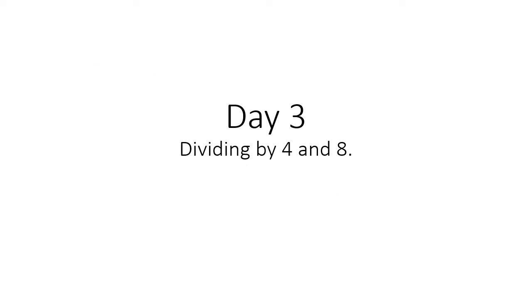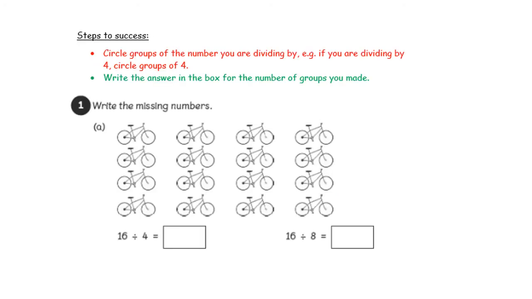Moving on to day 3, and today you're going to be dividing by 4 and by 8. So, your steps to success say, circle groups of the number you are dividing by. For example, if you are dividing by 4, circle groups of 4. Then you need to write the answer in the box for the number of groups you made. So here we've got lots of bicycles, and the first question says 16 divided by 4, and the second question says 16 divided by 8.